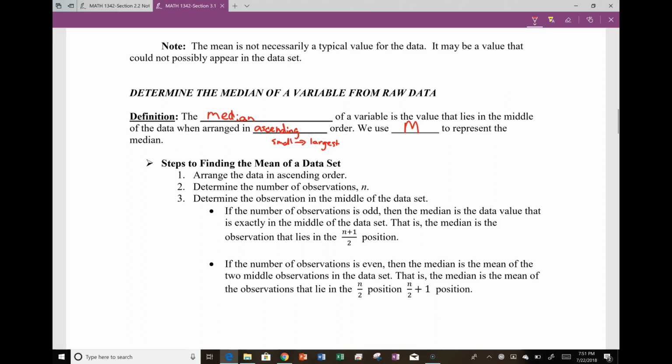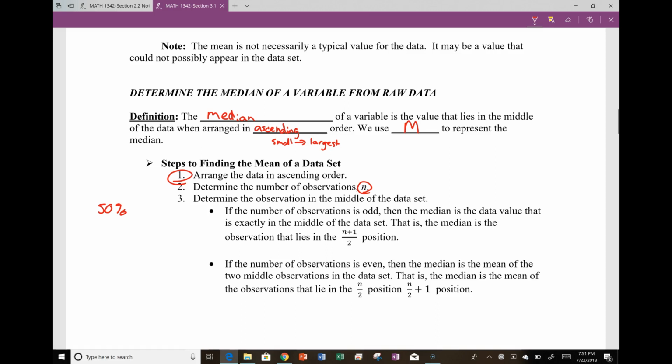There are going to be a couple of different ways for us to calculate the median of data. I'm going to show you both ways. So step 1 is going to be the exact same. Arrange the data in ascending order, from smallest to largest. Step 2 is to determine the number of observations, our N. Step 3 is to determine the observation in the middle of the data set. So the middle of the data set, median, it splits it into 50%. 50% less than, 50% greater than.